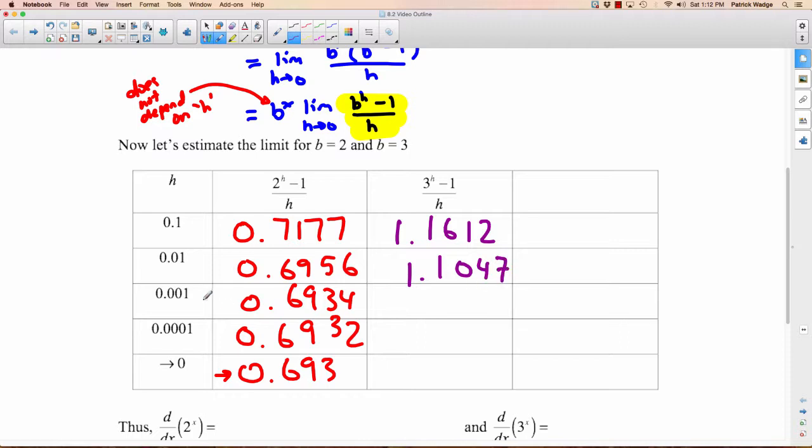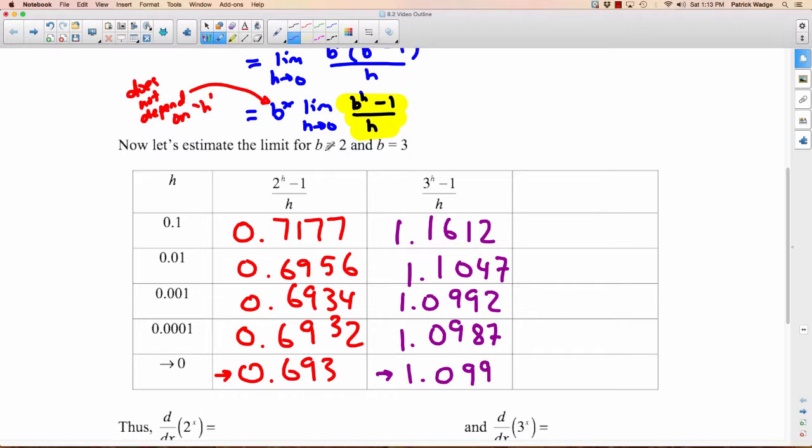1.1047. Try it again, but put 0.001 into here. You'll get 1.0992. Try again with 0.0001 into those h's. You're going to get 1.0987. And again, as we approach 0, what seems to be happening if we round to 3 decimal places is it's approaching 1.099.